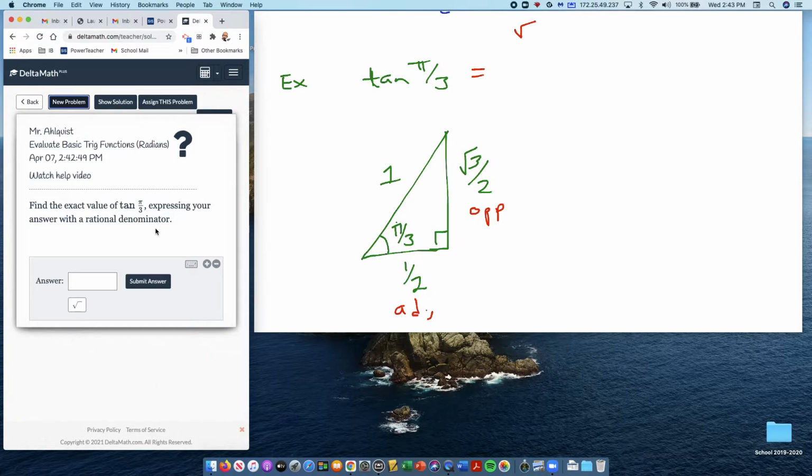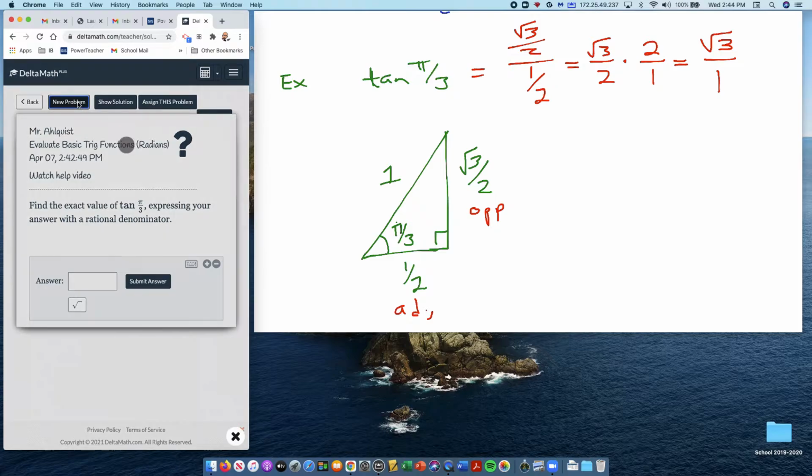do the opposite side over the adjacent side. And you go, wow, that's a fraction over a fraction. Delta Math won't accept that answer. But remember, that's the same thing as the square root of 3 over 2 times 2 over 1. So you can multiply by the reciprocal, and then when you simplify this, you get the square root of 3 over 1. Now that's one type of problem.